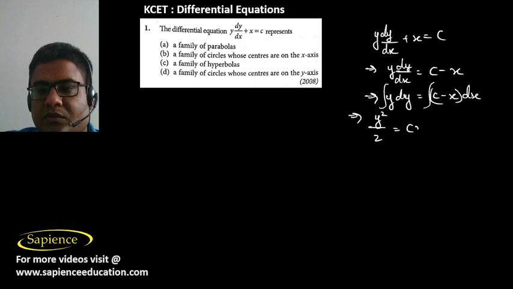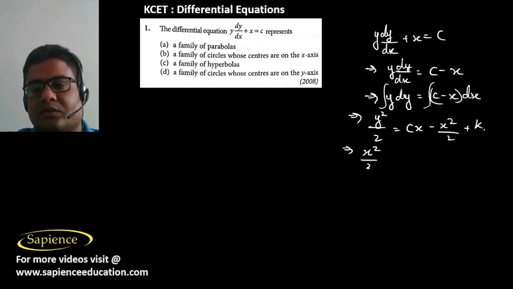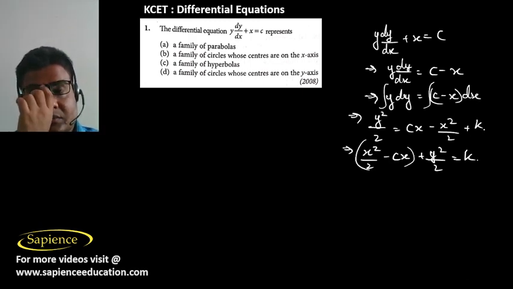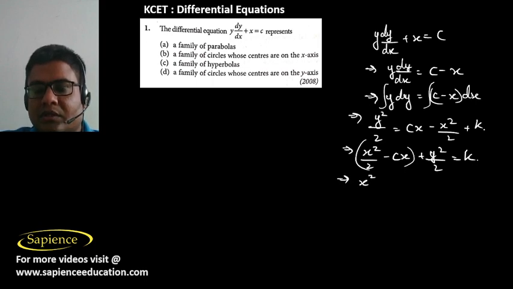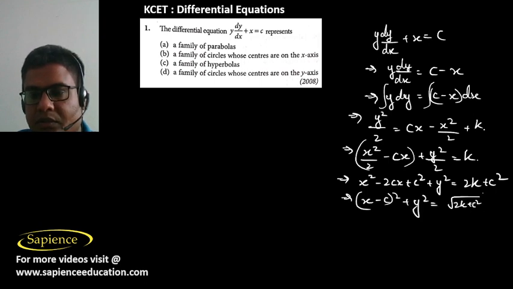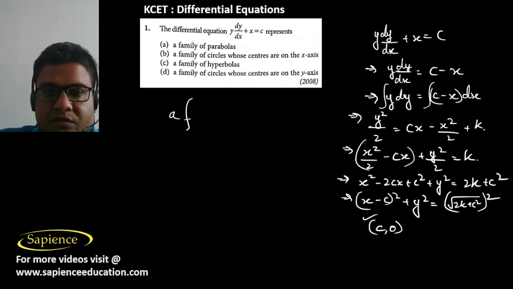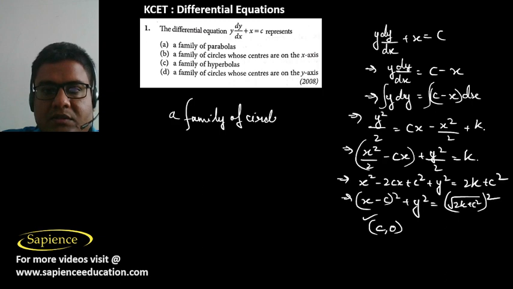x square plus c square, so you can write x square minus 2cx plus c square plus y square is equal to k. Here it is x minus c whole square plus y square, that is 2k plus c square. The radius is this, and the center of this circle is c comma 0, which means that its center is on the x axis. This equation represents a family of circles whose centers are on the x axis. So option D is the answer.